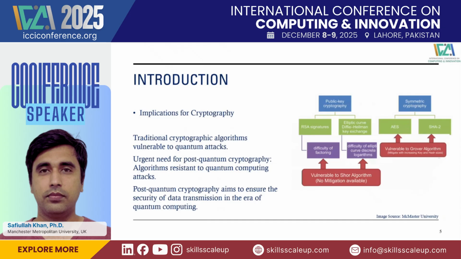In short, what are the implications for cryptography? Cryptography is vulnerable to quantum threats. Public-key cryptographic algorithms are vulnerable to Shor's algorithm. There is no mitigation available except designing new cryptographic algorithms with hard problems that are resistant to quantum threats. Symmetric cryptography is vulnerable to Grover's algorithm, but the mitigation is increasing the key sizes. There is an urgent demand for post-quantum cryptography, which means algorithms that can withstand quantum attacks as well. The aim of PQC is to ensure the security of data transmission, even in the era of quantum computers.